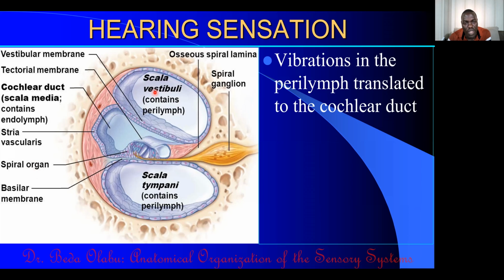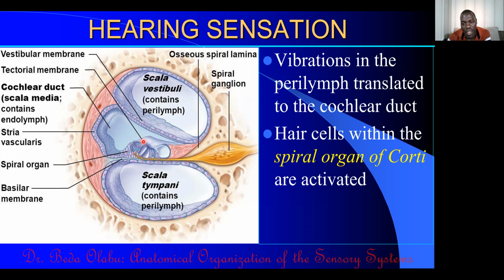So when vibrations from the oval window are translated into the perilymph, the vibration in the perilymph is then translated to the cochlear duct. The contents of the cochlear duct will experience that vibration, and these vibrations are detected by the hair cells within the spiral organ of Corti. The spiral organ of Corti is the receptor for hearing. The spiral organ of Corti is located within the cochlear duct. And remember, the cochlear duct is located within the cochlea. The cochlea is located within the inner ear.